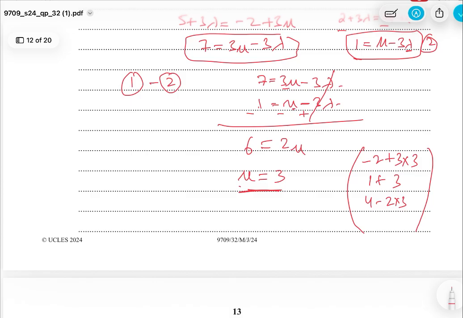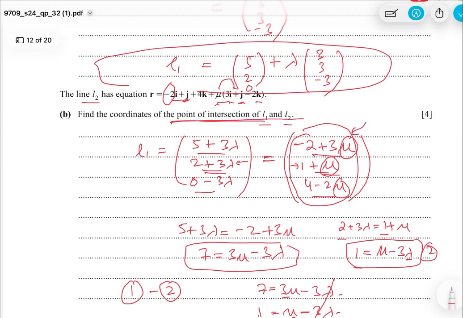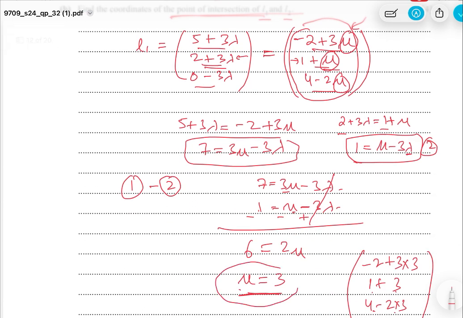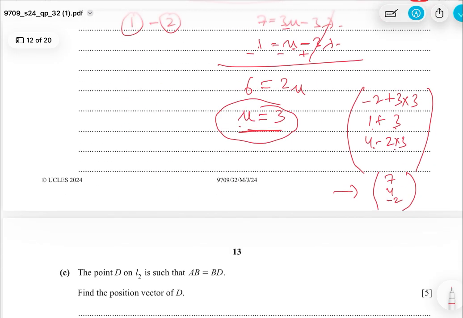So what would be the answer, learners? The answer would be 7, 4, and this would be negative 2. These are the coordinates of intersection. If we have to prove that these two lines intersect, then we have to find the value of lambda in that case, not in this case. In this case, we can find the value of mu and place it because these two will be equal. Are you visualizing it with me or not? Very good. Let us move on to the next question now.